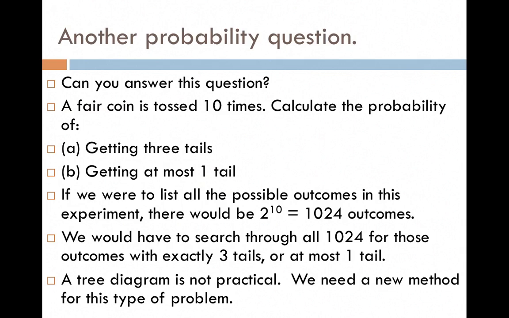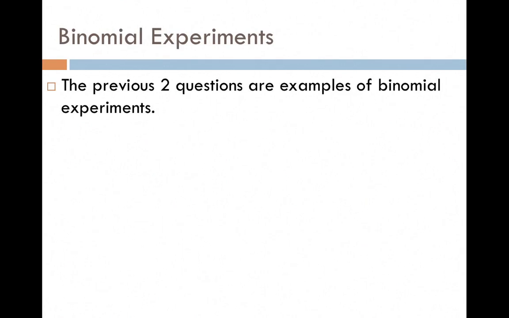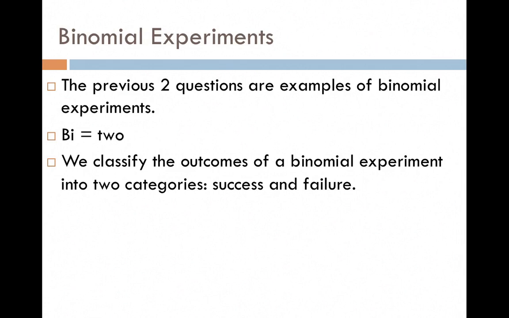What we're going to do in this chapter. First, we're going to talk about what a binomial experiment is. The previous two questions are examples of binomial experiments. Bi, meaning two, allows us to classify the outcomes of a binomial experiment into two categories: success and failure.